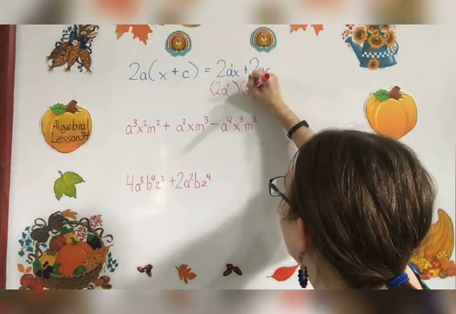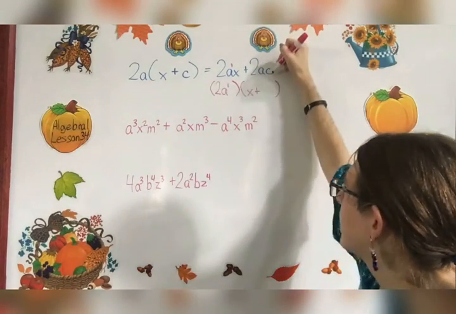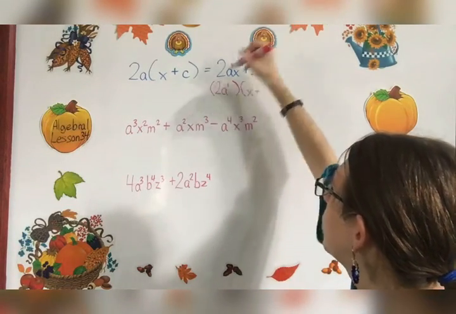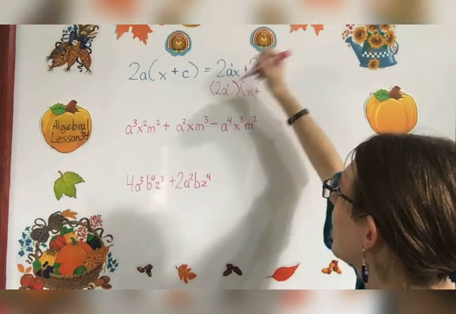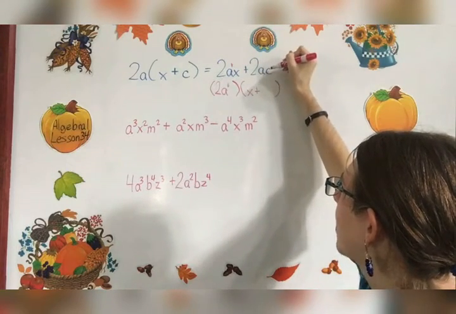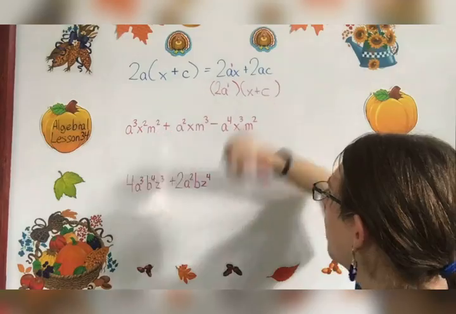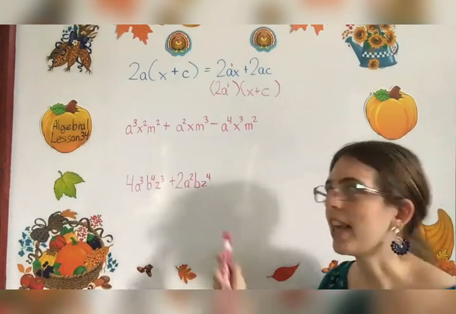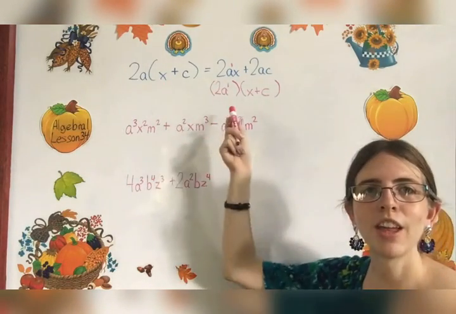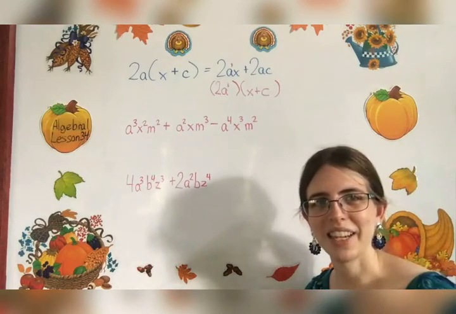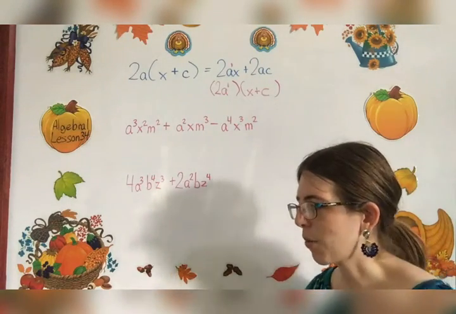So we're left with x plus, now let's divide 2ac. Again, 2 divided by 2 is 1. a divided by a is 1. c has nothing to be divided by, so c is left. And so we get what we started with, 2a times (x plus c). Okay, let's go to some bigger ones.